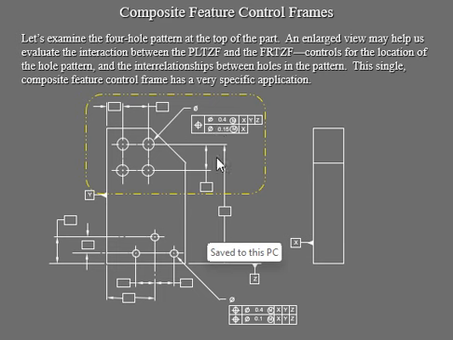So first we're going to get into the very first, which is this side of the part. We're not dealing with the symmetry, so we have to go through each one of them. So the very first one is this one. When you look at it, your plus and frets are right there, controls. They're controlling the location of the whole pattern, and your interrelationship between the holes in the pattern.